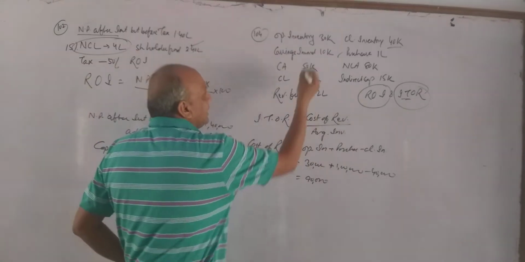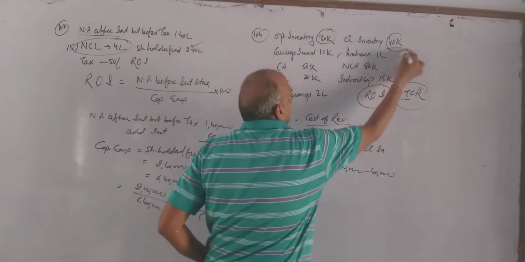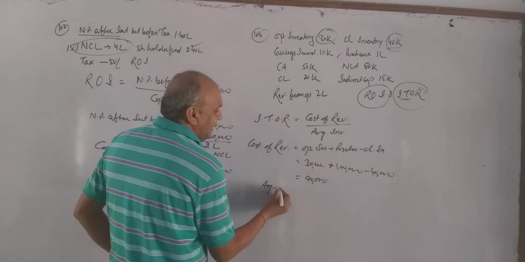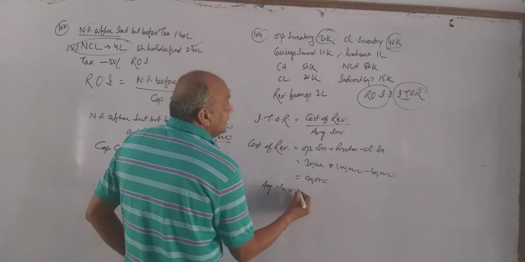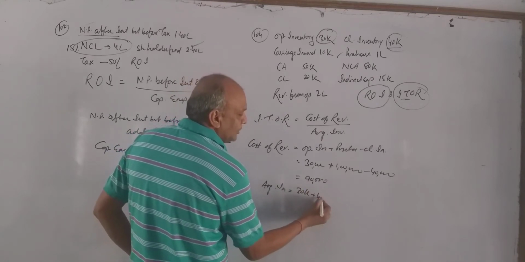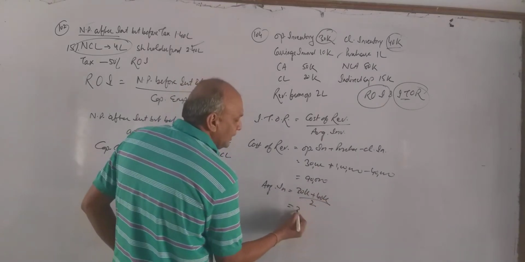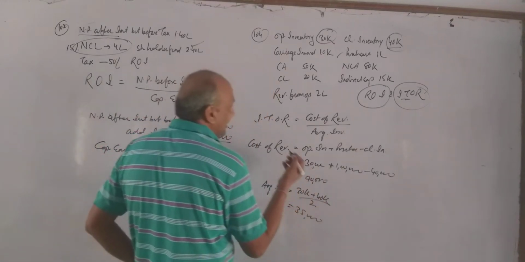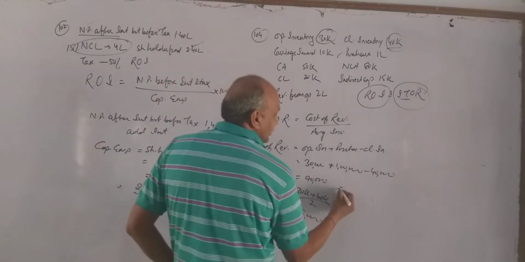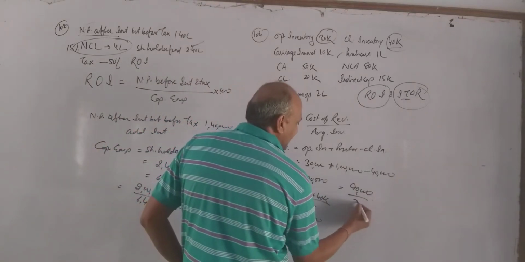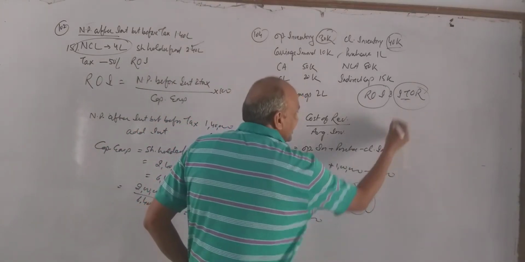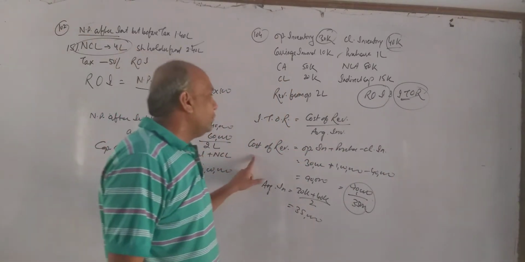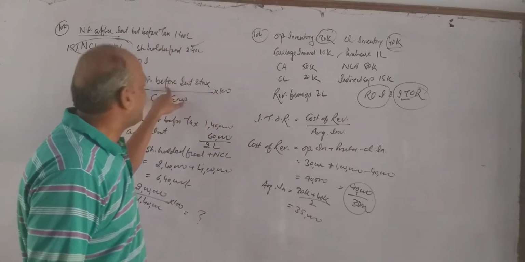Now average inventory: opening inventory plus closing inventory, 30 plus 40 divided by 2. So our average inventory comes 30,000 plus 40,000 divided by 2, it comes 35,000. Now we can use this formula easily. Cost of revenue divided by 35,000. This is your answer.